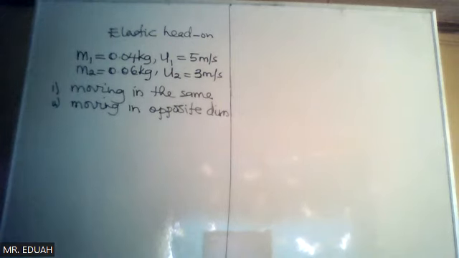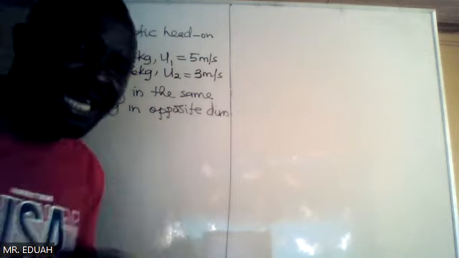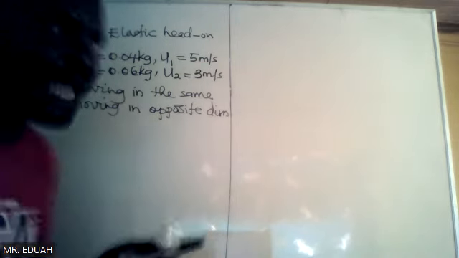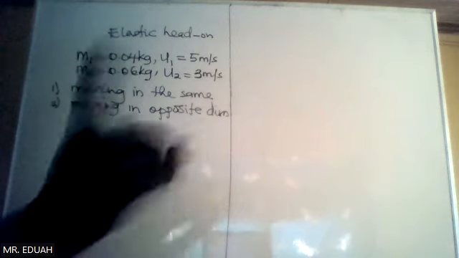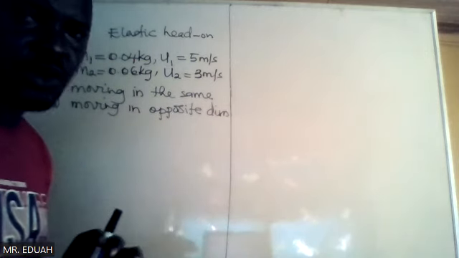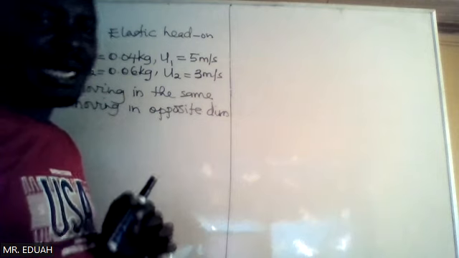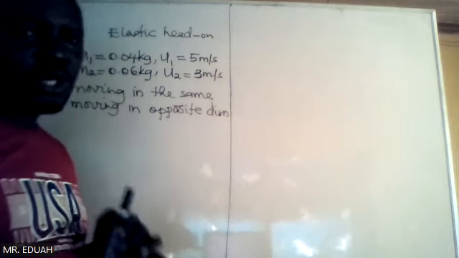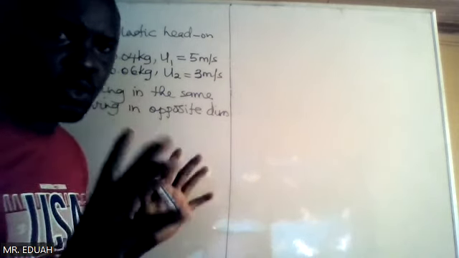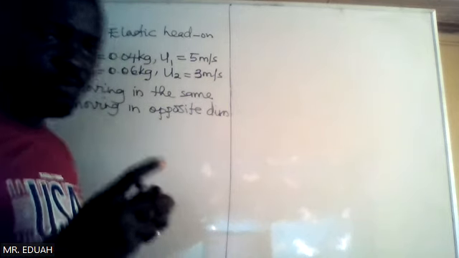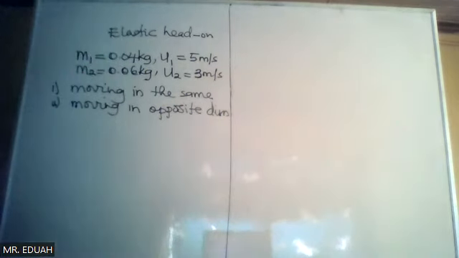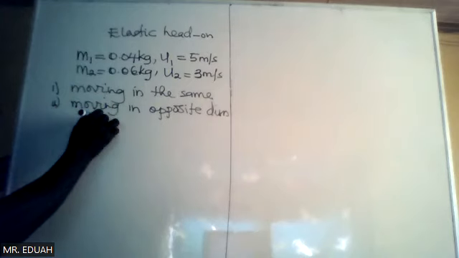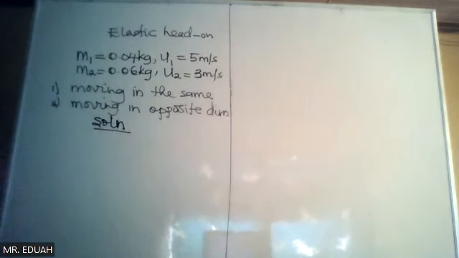Okay, so the first thing you have to do is that since this is an elastic collision, write an equation. The features of an elastic collision are that 1, momentum is conserved, and 2, kinetic energy is conserved. So there is a conservation of these two. Class, are you with me? Yes. Okay.